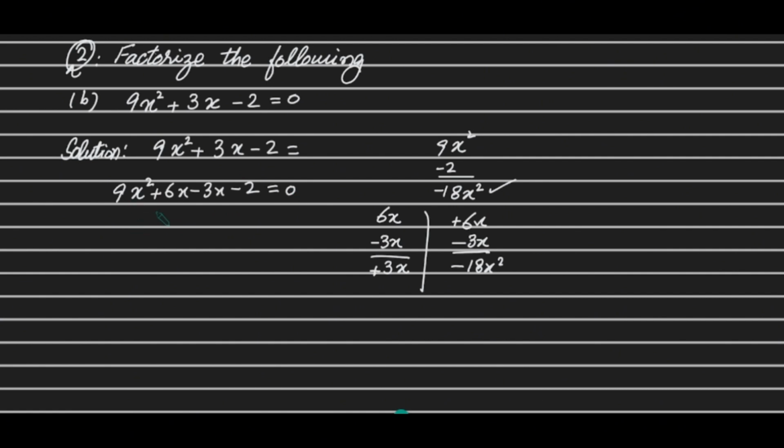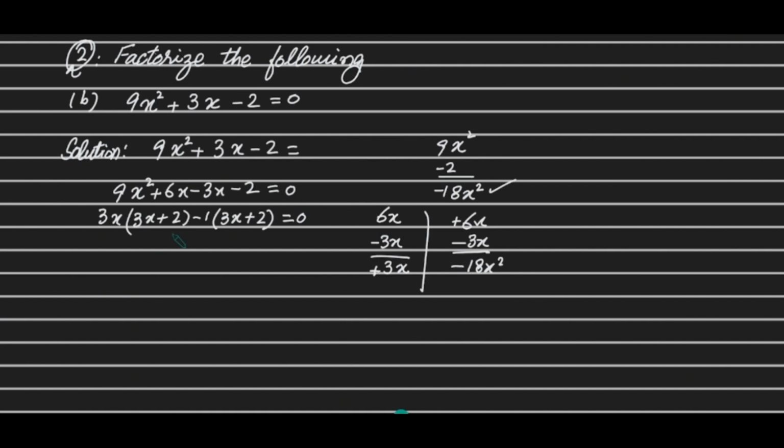Now from 9x cubed plus 6x, we take common 3x. 9x cubed divided by 3x gives 3x, and 6x divided by 3x gives 2. From the other two terms, we take minus 1, because we don't have anything common. So we write 3x and minus 1 multiplied by minus 2, we get plus 2, equal to 0.